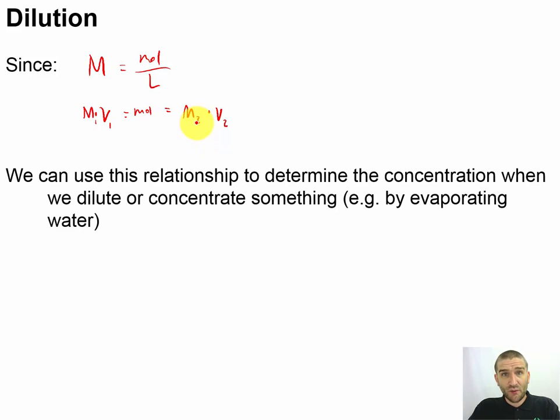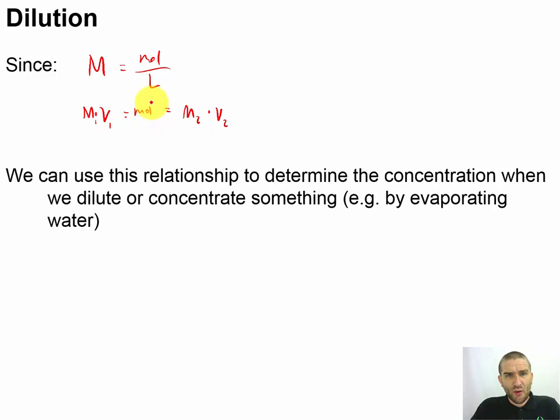Now, we can use these kind of relationships to determine the concentration if we're diluting something. We can also use it when we're concentrating something by evaporating off the water or something like that. So make sure that you're careful in using this equation the correct way. M1V1 equals M2V2, or MiVi equals MfVf, if you like initial and final better.